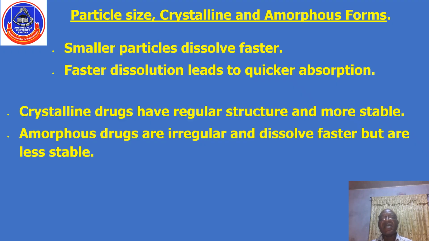Particle size, crystalline and amorphous form. Smaller particles dissolve faster. Faster dissolution leads to quicker absorption. Of course, you can imagine that. Crystalline drugs have regular structure and are more stable. Amorphous drugs are irregular and dissolve faster but are less stable. Please note the differences.